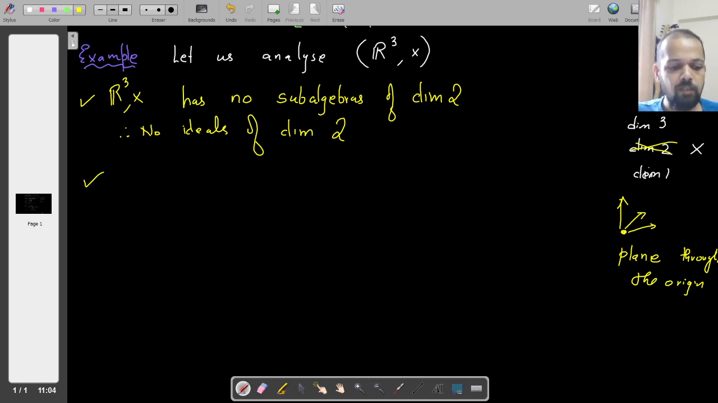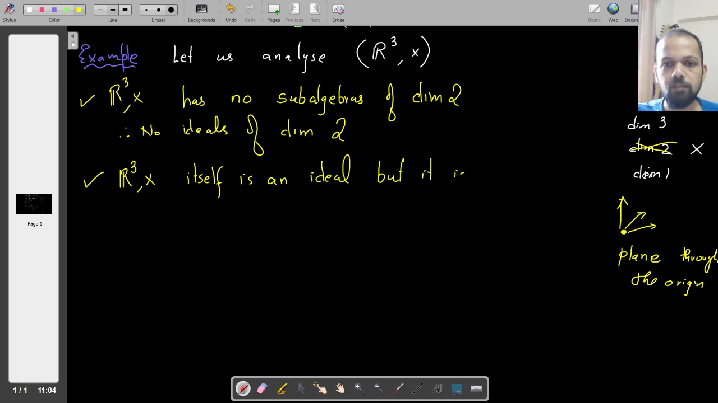What about dimension 3? In fact, R3 with cross product itself is an ideal. That's always the case, but it is not solvable. If you turn back your pages, we have shown that if this is your L, then L dash, which we now call L1, is actually back to L itself, R3 with cross product.